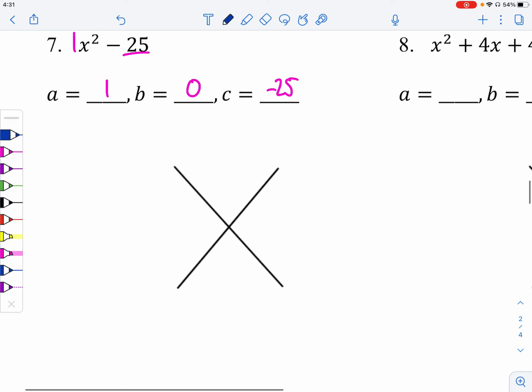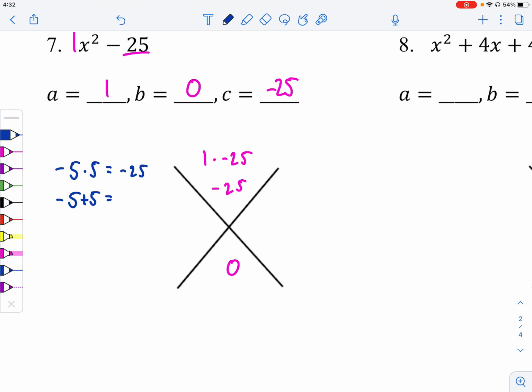Okay, so our factors. We got 1 times negative 25 on the top, so negative 25, and 0 on the bottom. So factors of negative 25 that add to 0. 1 and negative 25 are not going to work. So what about 5 times 5? That's positive 25. Could we make one of them negative? Negative 5 times 5 is negative 25. Negative 5 plus 5 is 0, so that works. So our two numbers are negative 5 and positive 5.